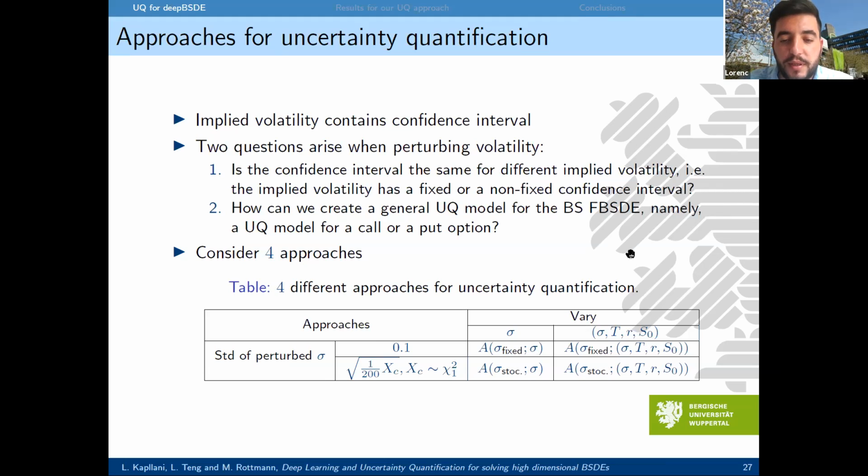I just want to repeat again that the first part represents the perturbation that we apply, whether it is fixed or stochastic. And the second one represents which parameters are varied, whether it is only sigma or all the other parameters.